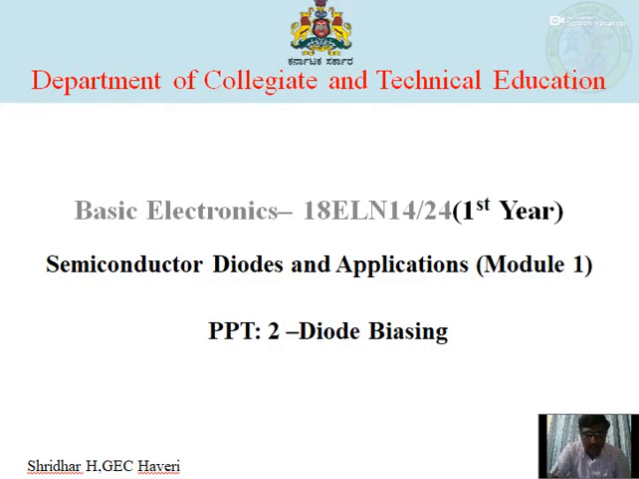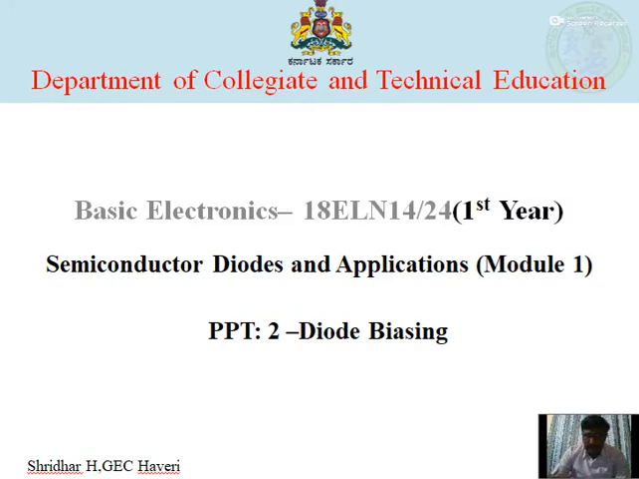Good morning, guys. Today we are continuing with the next session of semiconductor diodes and applications, session 2, about diode biasing. In the previous session we studied the diode, that is the PN junction formation, along with the majority and minority carriers. In the P-type, holes are the majority carriers and electrons are the minority carriers. In the same pattern, in the N-type, electrons are the majority carriers and holes are the minority carriers.